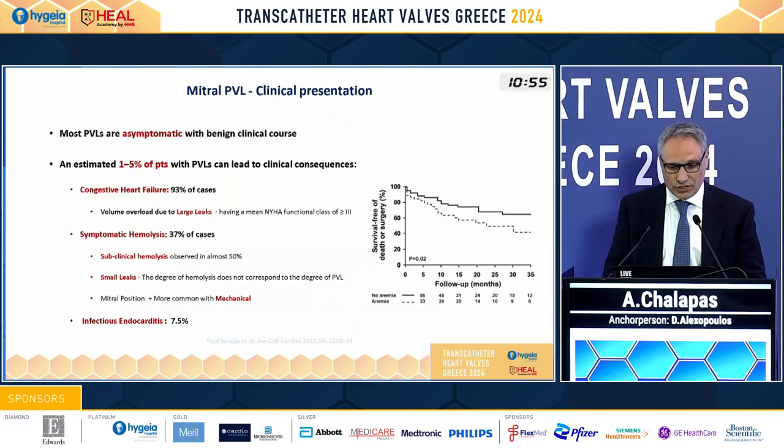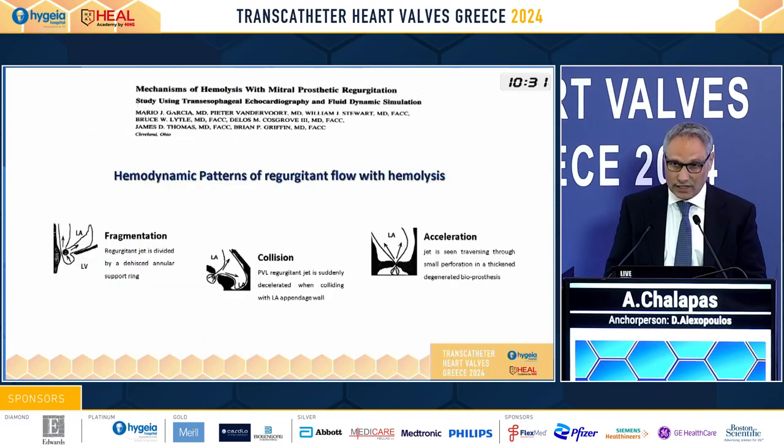Regarding the clinical presentation, most of them occur asymptomatic, having a benign clinical course. However, in less than 5% of the cases, they can lead to severe clinical consequences, such as congestive heart failure or symptomatic hemolysis that can occur in 40% of the cases, mainly with mechanical valves and smaller defects, and always we have to be suspicious about endocarditis.